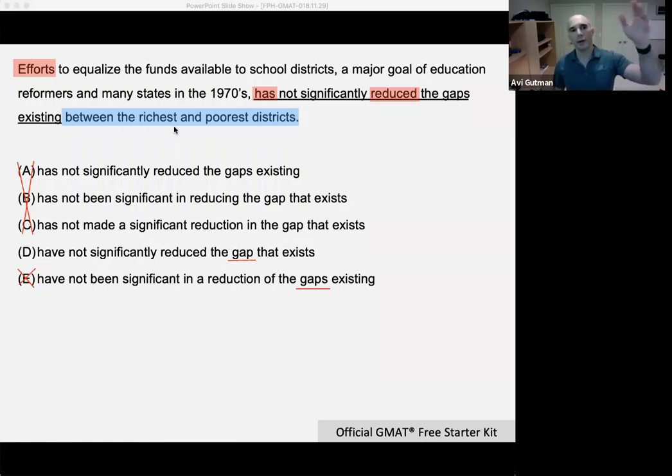We would say, well, there were efforts to equalize the funds, and you, the author, are implying that the efforts were no good because the gap between the richest and the poorest was not significantly reduced. And then the counter argument is, but maybe all the other districts are much more equal than they were. So maybe the efforts were somewhat successful. So just as we have to be thoughtful about the text, the meaning in critical reasoning, I think we should try to be just as thoughtful in sentence correction because that can help us eliminate answer choices very quickly.